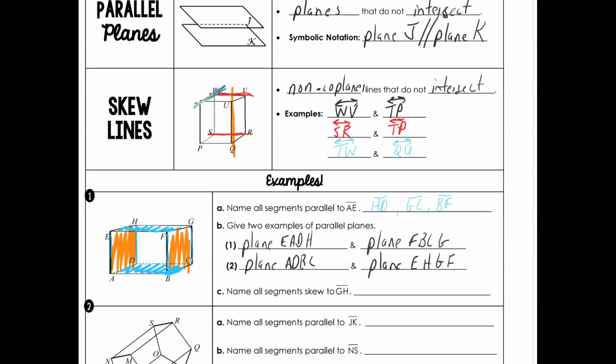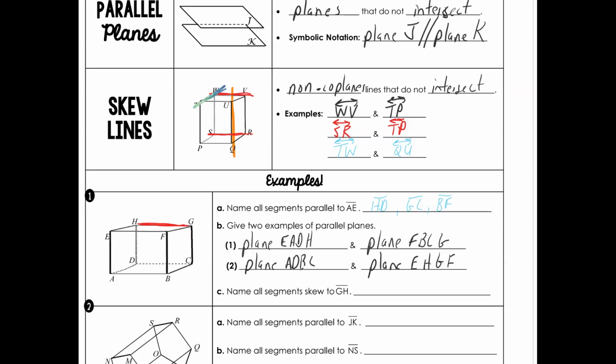All right, what about naming the segments that are skew to GH? So I'm going to erase all this other stuff and see what's skew to GH. Let me first find GH. GH is in the back here. I basically am looking for any segment that's neither parallel nor intersects. So I don't want this one because that intersects. I don't want CG. I don't want EF because it's parallel, or AB because it's parallel.